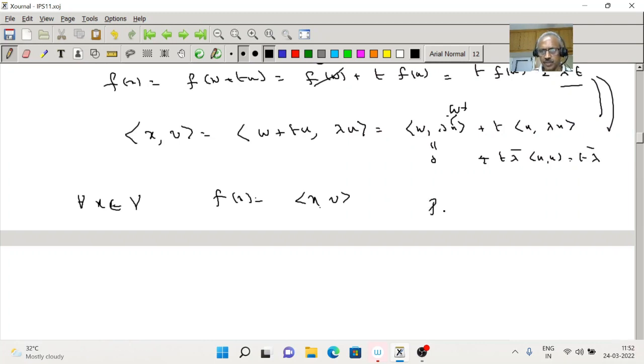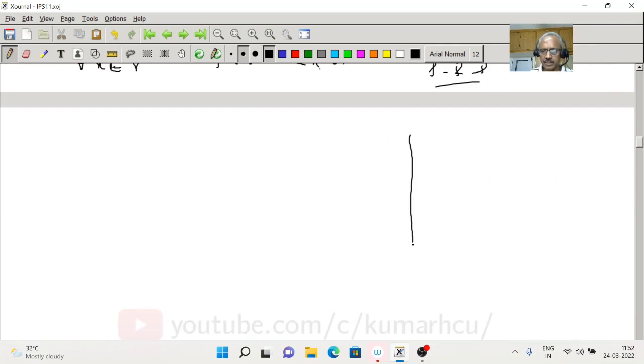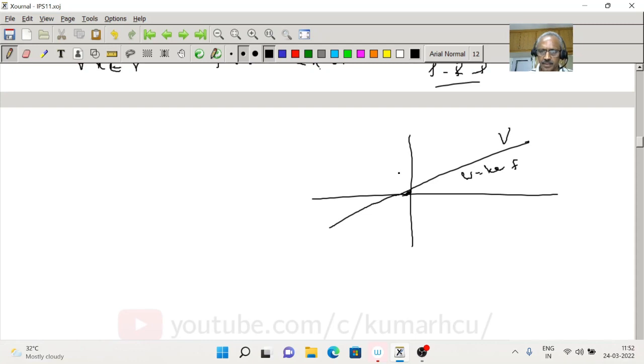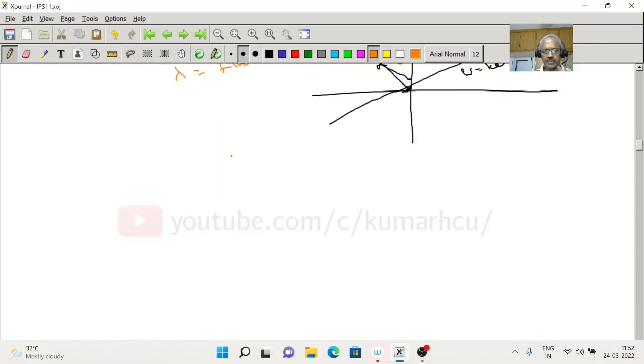Okay, so pause, review, proceed. So what is the picture we draw? Look at this. This is my V. This is my W, which is the kernel of F. And this is going to be my U. So my T U may be like this. This is U. This may be T U, sorry, lambda U, where lambda is nothing other than F of U bar. Okay, so you see the geometry.